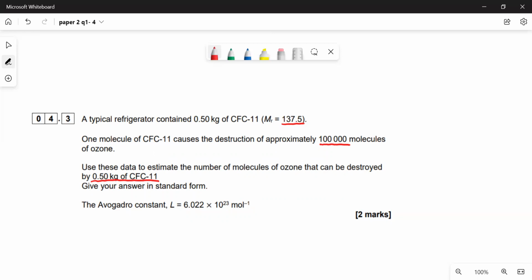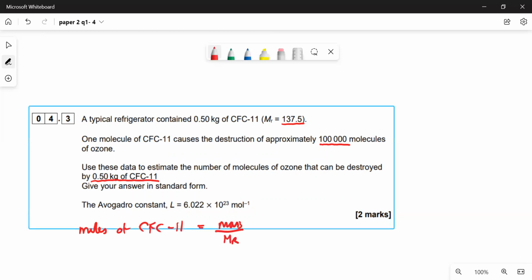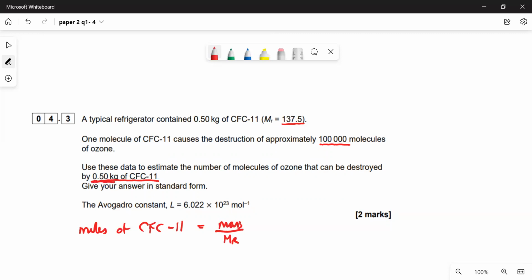So let's do moles of CFC11. That's going to be mass over the Mr. We've got to be careful there because they've given us the mass in kilograms. So we need to convert that to grams. So that's 500 grams divided by the Mr, 137.5. That gives us 3.636 moles.